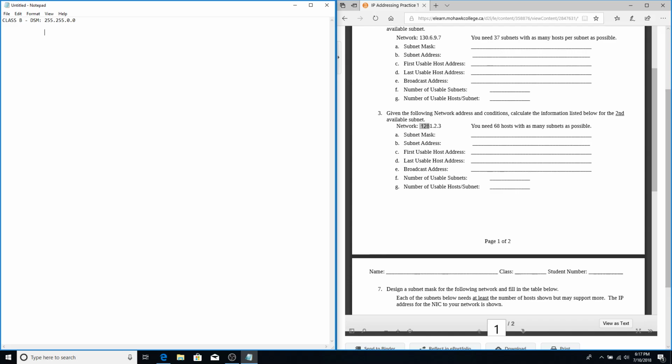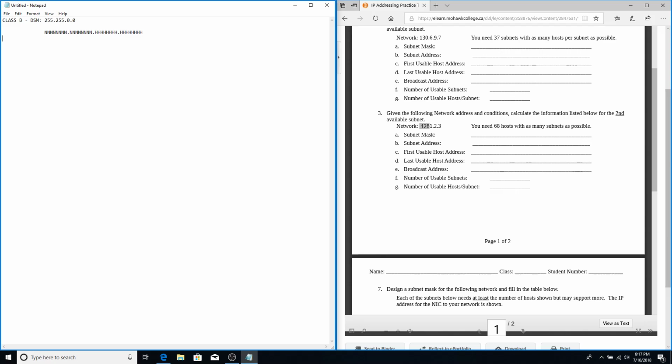So we have 16 network bits because 2 octets have 255. So 1, 2, 3, 4, 5, 6, 7, 8, point, 1, 2, 3, 4, 5, 6, 7, 8, point. And then the host bits are your zeros. So there's 16 there as well. 1, 2, 3, 4, 5, 6, 7, 8, 1, 2, 3, 4, 5, 6, 7, 8.